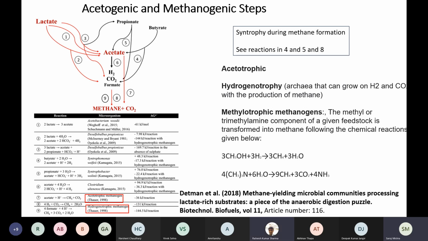Okay, and finally, we have hydrogen and carbon dioxide, which can be converted into methane, or you can have other reactions which are occurring, like acetate can be directly converted into methane by the group of bacteria which is shown by the 7th step here. So you see here, acetate plus hydrogen will be converted into methane plus carbon dioxide. These are called acetotrophic methanogens. Or you can have, for example, reaction number 8 and 9. So with 8 and 9, you can convert hydrogen and carbon dioxide directly, or formate directly, into methane. And those chemistries are shown here in 8 and 9. These are the hydrogenotrophic methanogens.